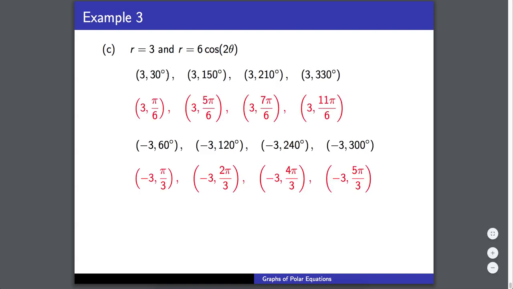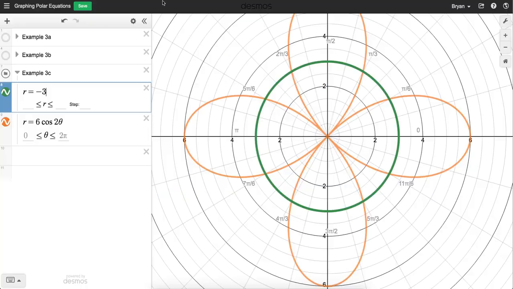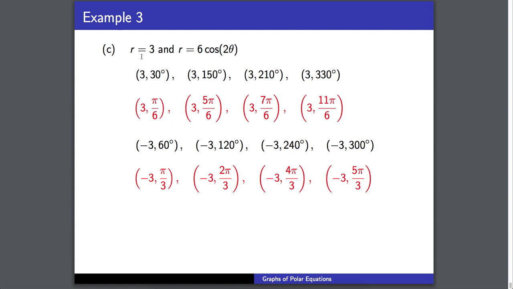So converting those to their radian equivalents, we have 1, 2, 3, 4, 5, 6, 7, 8 solutions, which matches the 8 intersection points of those 2 graphs. So got to watch out for that sneaky r equals 3 being the same graph as r equals -3.